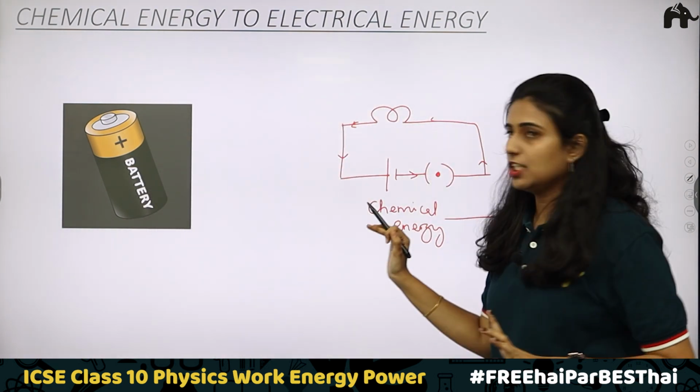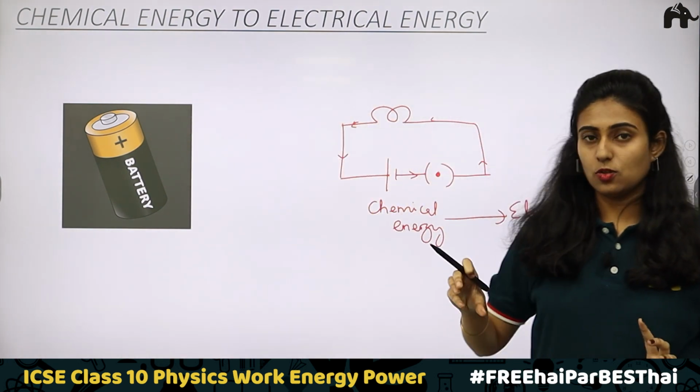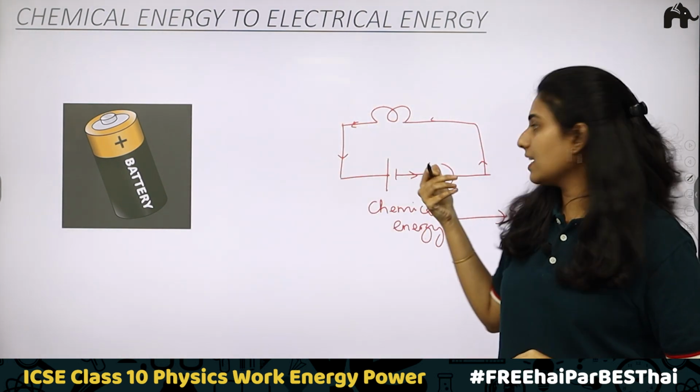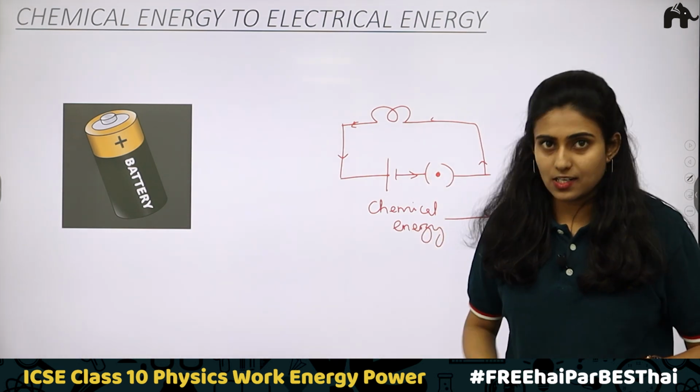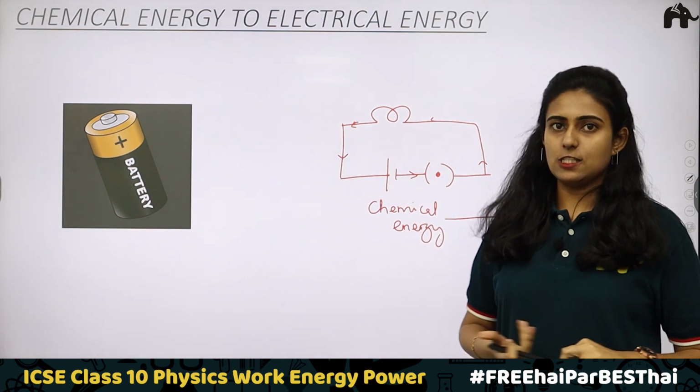Chemical energy conversion into electrical energy. Inside a battery, chemical energy is stored. Once connected to the circuit and key is given, what happens? Electrons start flowing. Due to the flow of electrons, what is happening? Electrical energy is being created.